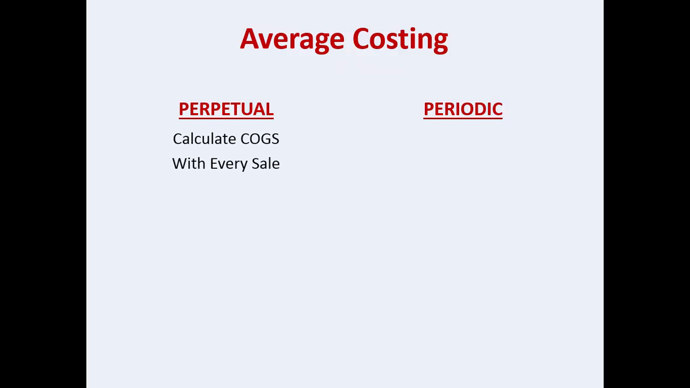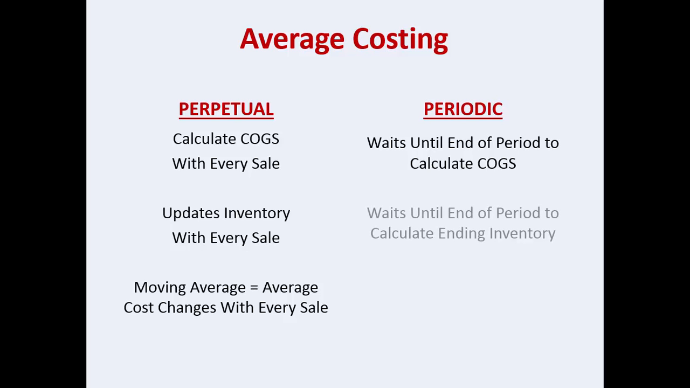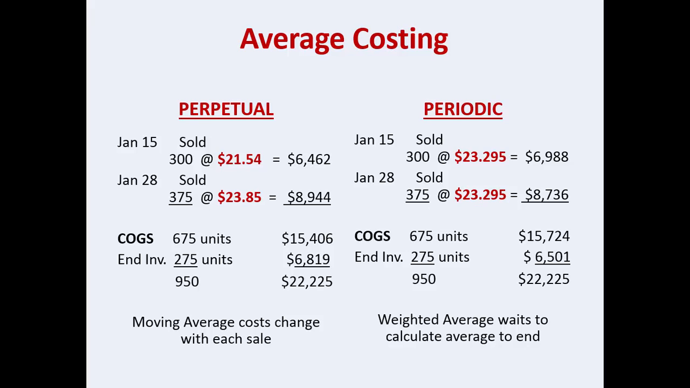Looking at a comparison, with a perpetual, you calculate cost of goods sold with every sale, and you also update inventory with every sale. The moving average is the average cost that changes or moves with every sale. Periodic, that's more actually the weighted average. You wait until the end of the period to calculate cost of goods sold and ending inventory. So it's more of a true weighted average than the perpetual moving average. But it is very similar, both methods. It's just timing that makes these changes. But it does affect your final income numbers.